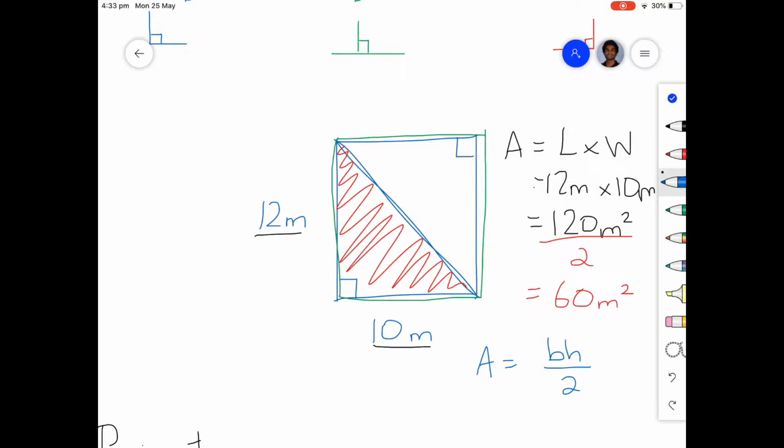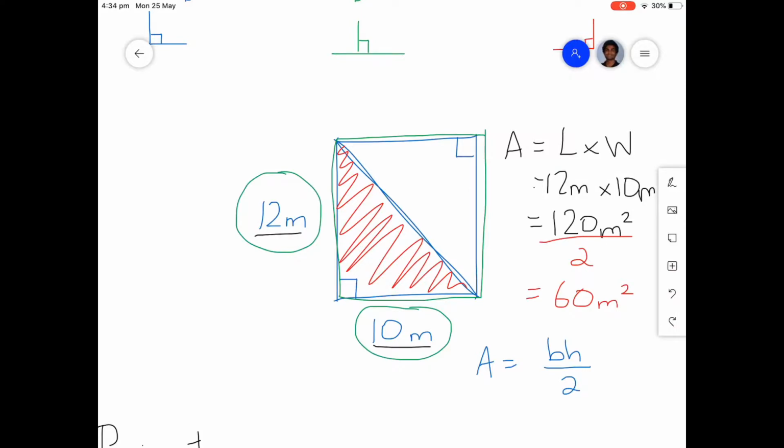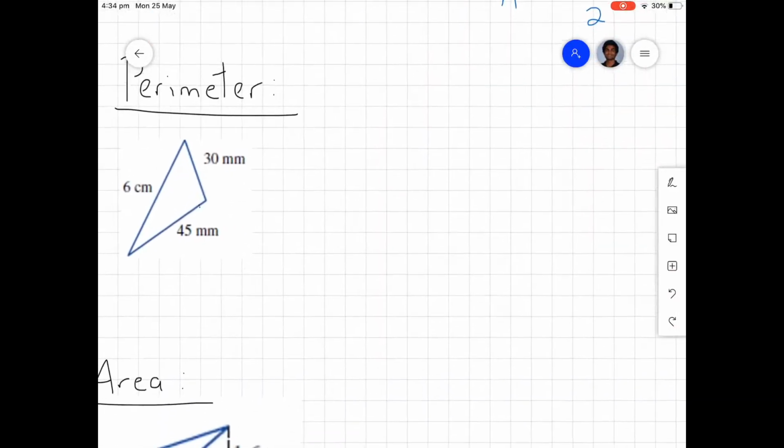And looking at our diagram, our base at the bottom here is 10 meters, which was the width of the rectangle, and the height of this triangle is 12 meters, which was the length of the rectangle. So instead of using length and width, in triangles, we use the terms base and height. So hopefully you can see that a triangle is exactly half of a rectangle. And that is why we divide by 2 to calculate the area of a triangle. Okay, now let's look at an example of perimeter to begin with.